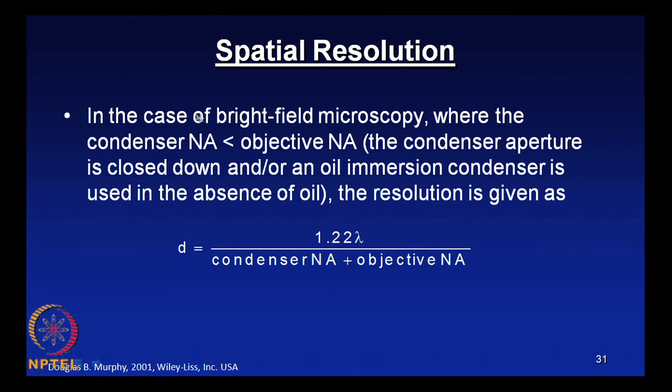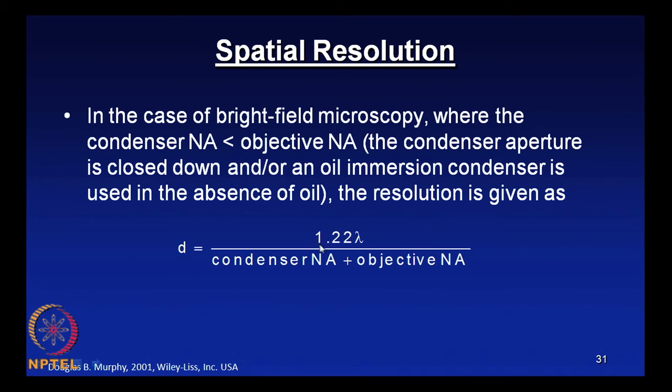In the case of bright field microscopy, where the condenser numerical aperture is less than the objective numerical aperture, that is, the condenser aperture is closed down and/or an oil immersion condenser is used in the absence of oil, the resolution is given as d equals 1.22 lambda divided by condenser numerical aperture plus objective numerical aperture.